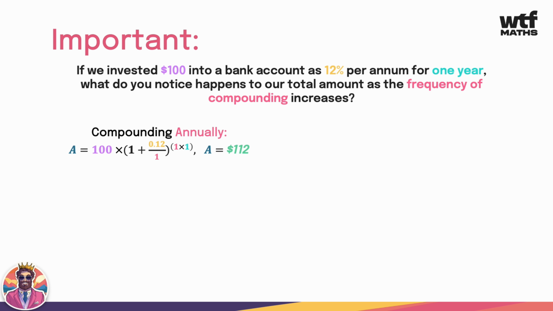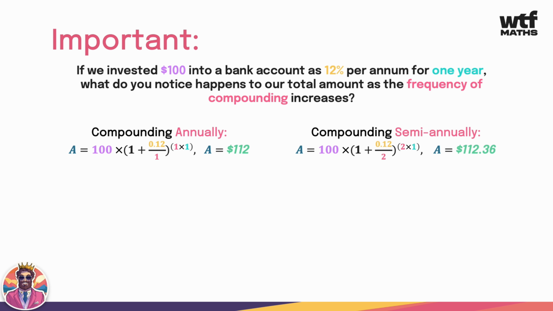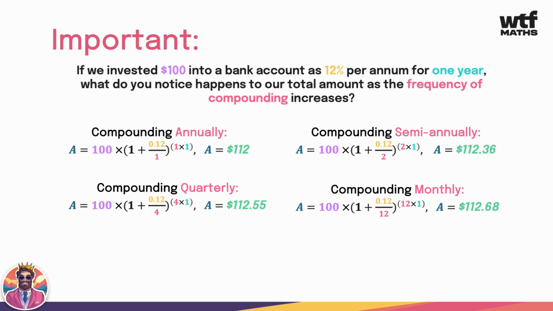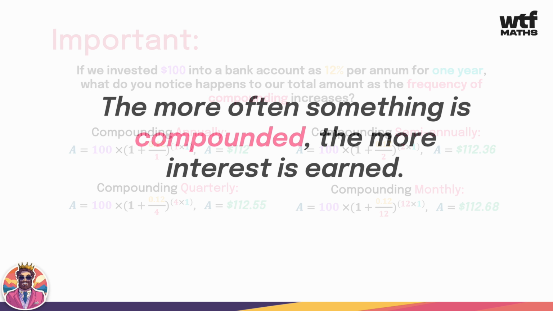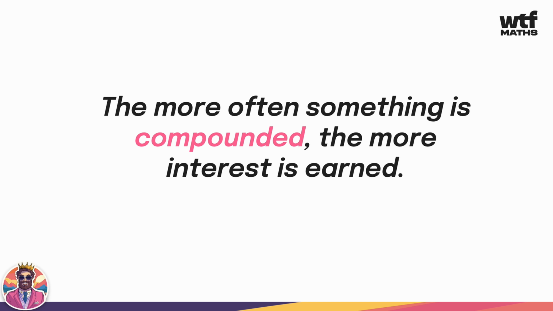So if we put the money in annually, I just put it in the formula, I get $112 at the end of it. If I do it semi-annually, I get $112.36. If I do it quarterly, I get $112.55. And if I do it monthly, I get $112.68. So it looks like the more I compound, or should say the more frequently I compound, the more money I get in interest. So this is really important to understand: the more often something is compounded, the more interest is earned. But how does it work?